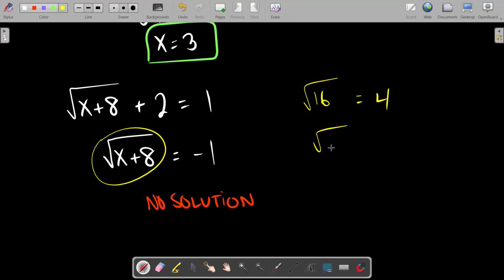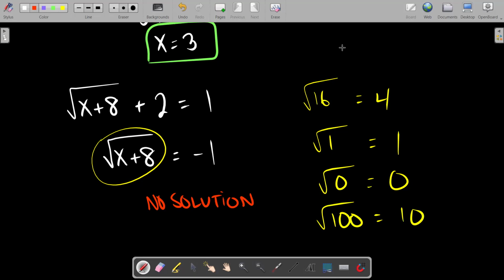4. What's the square root of 1? 1. What's the square root of 0? 0. What's the square root of 100? 10. Do you notice something about every number over here in this column? They're all non-negatives. The lowest they can get is 0.